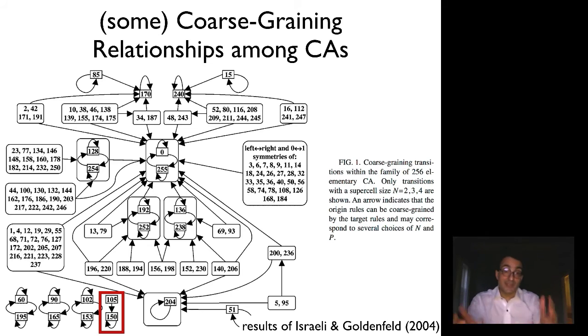That said, Israeli and Goldenfeld did a pretty good job looking at an enormous number of possible relationships between all of these possible rule sets. And I find these diagrams quite compelling. It tells you something really complicated, really interesting about how deterministic rules and deterministic projections map into each other.